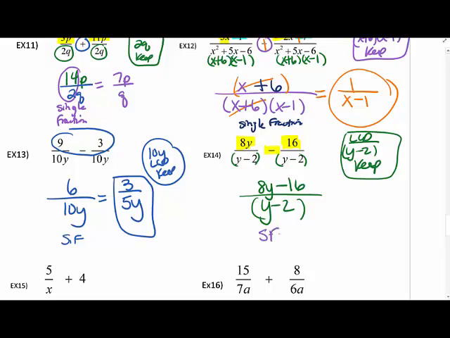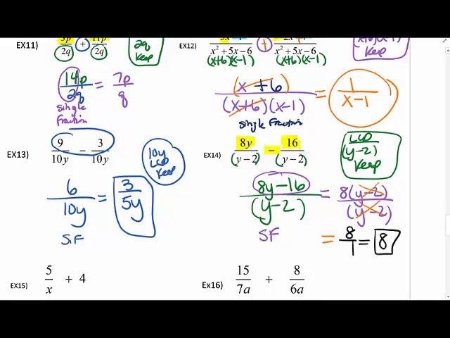Now that it's a single fraction, look at the numerator and ask yourself, can you factor? I can pull out an 8. That leaves me with a y minus 2. Now they match. The y minus 2's cancel. I am left with the number 8 over 1 because the 8 is in the numerator. We never leave a 1 in the denominator. My final answer there is 8.